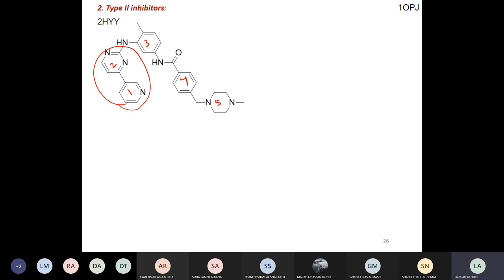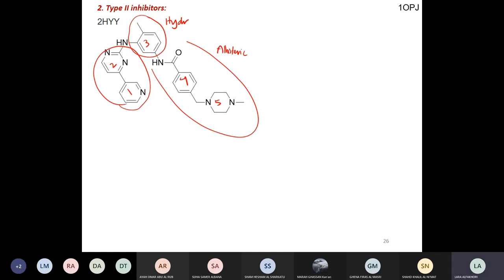What is next to the adenine binding pocket? The hydrophobic pocket. So this ring in here is the one you think will bind in the hydrophobic pocket, right? And if you look at it, is this ring hydrophobic in nature? Yes, okay. Now the rest of the structure, yes, that one can reach an allosteric site. So which type is this one? 2. Which conformation does it favor?